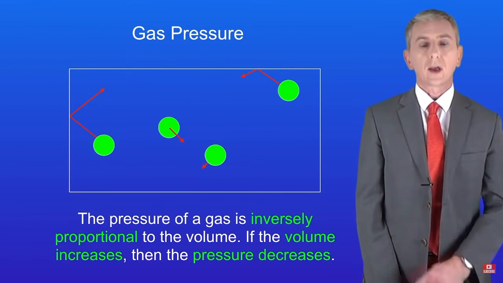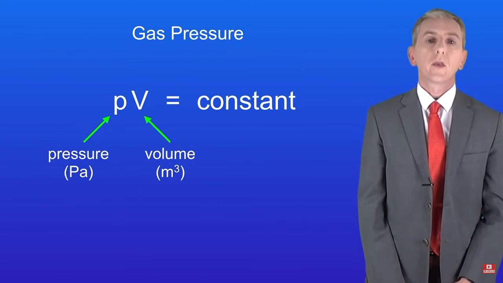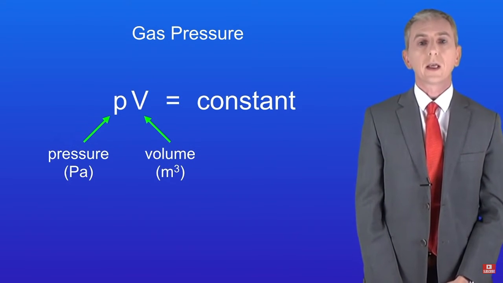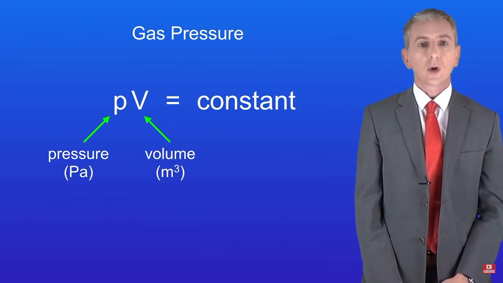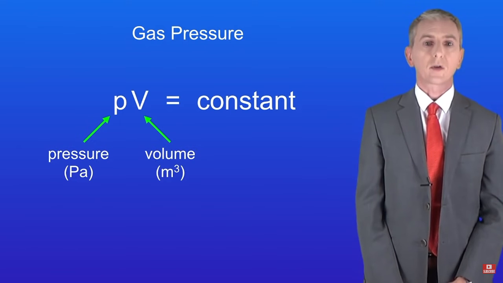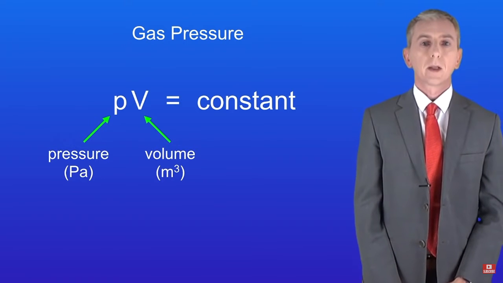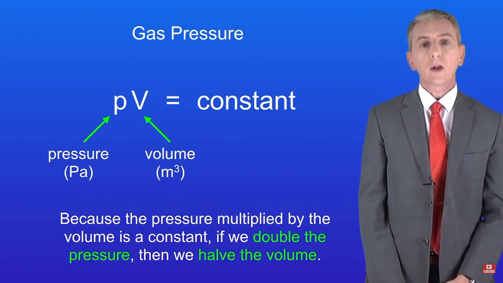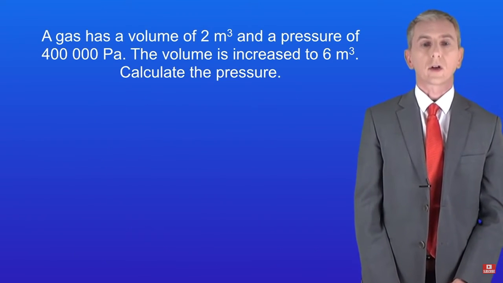We can show that using this equation. The pressure in pascals multiplied by the volume in meters cubed equals a constant. Now, I should point out that this equation is only true if the temperature is kept constant, and you are given this equation in the exam. So let's take a look at what this means. Because the pressure multiplied by the volume is a constant, if we double the pressure, then we must halve the volume.